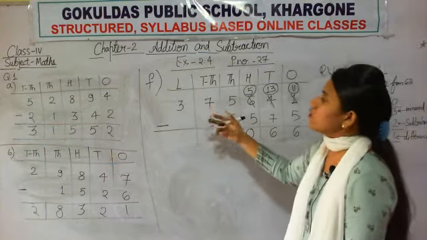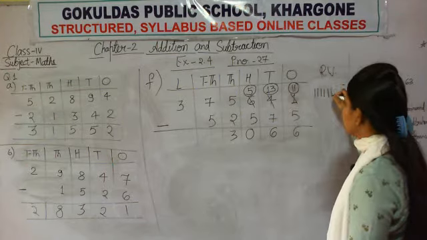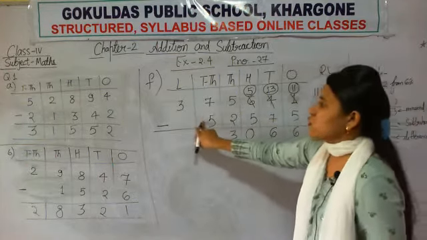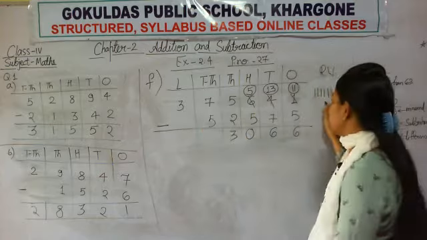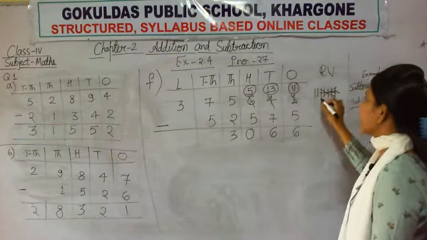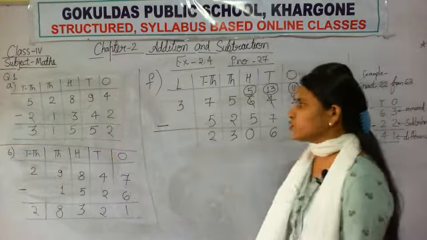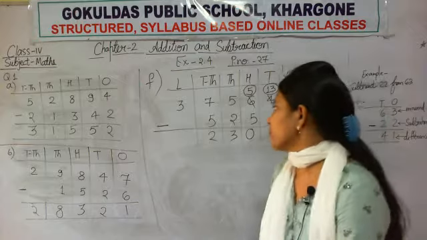Next column is the 10,000s column. 7 minus 5. So draw 1, 2, 3, 4, 5, 6, 7 sticks. You want to subtract 5 from it. So remove 5 sticks. 1, 2, 3, 4 and 5. I removed the 5 sticks. How many left now? 1 and 2. So write 2 in the 10,000s column.